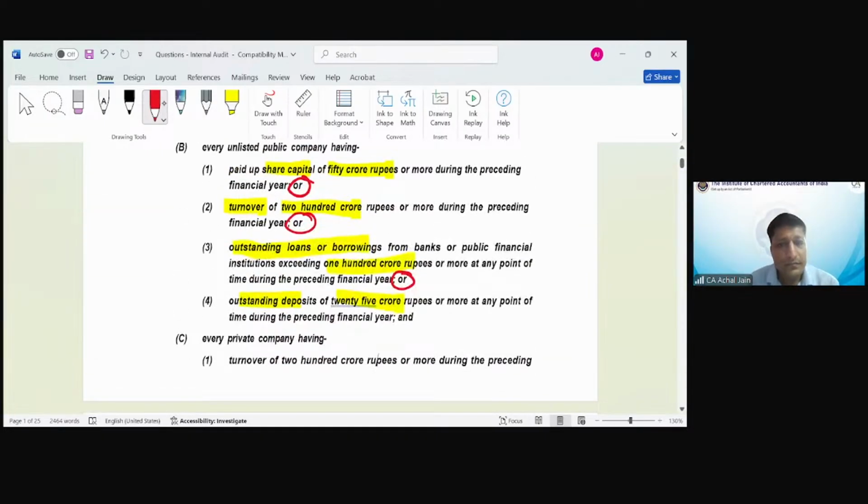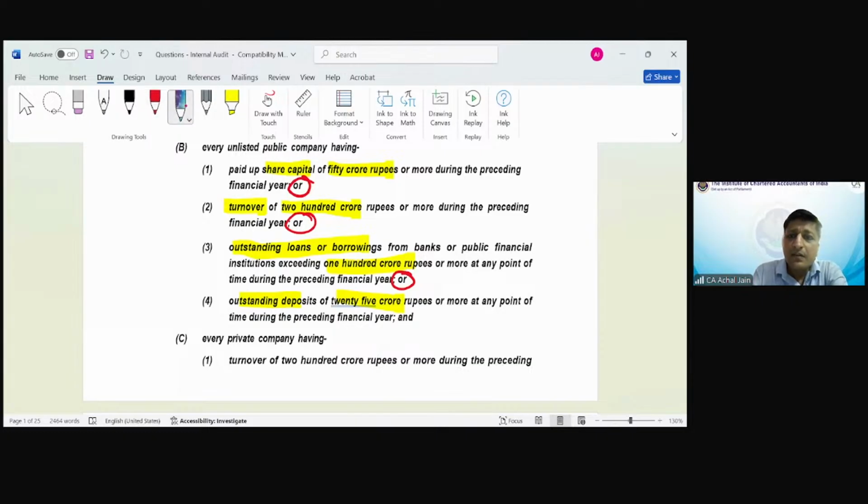Sir, in case of paid up share capital, under the turnover during the preceding financial year, does it mean the end of the financial year or any time during the financial year, sir? See, turnover is for the company. Turnover is for the year. So for turnover, it's not relevant. No, I'm talking about paid up share capital. We have to look into the end of the financial year. Yes.